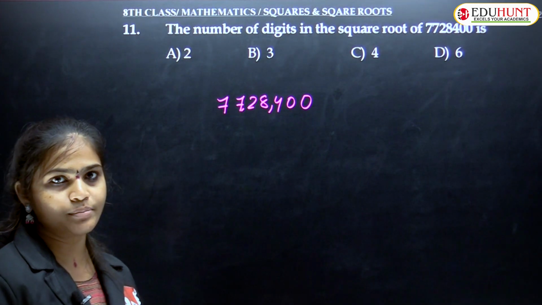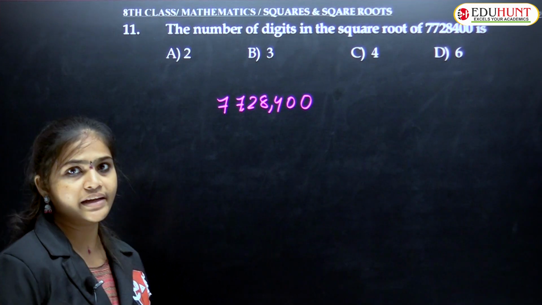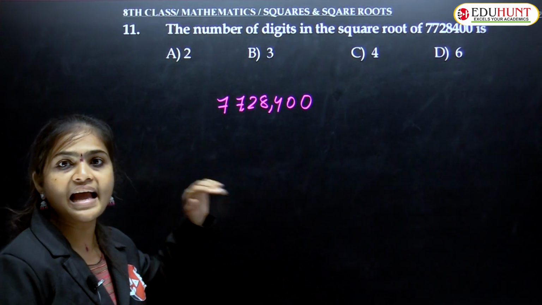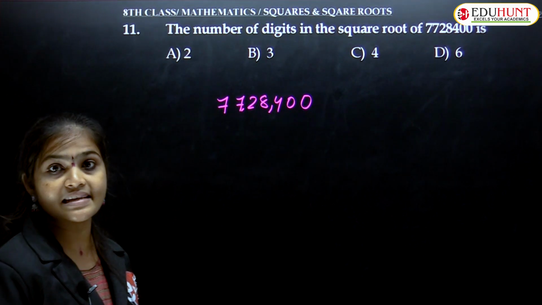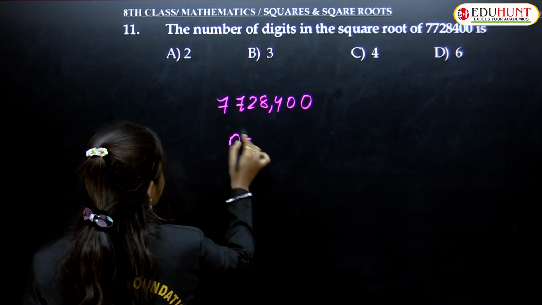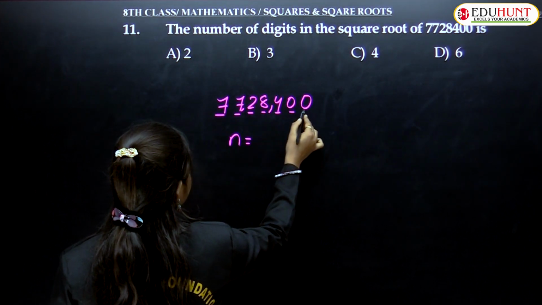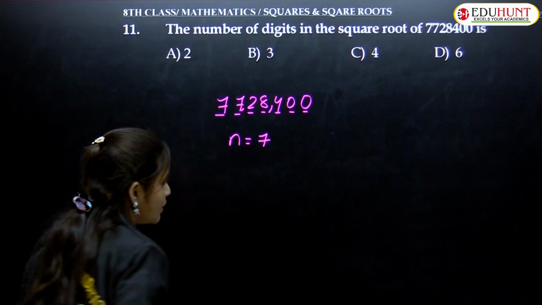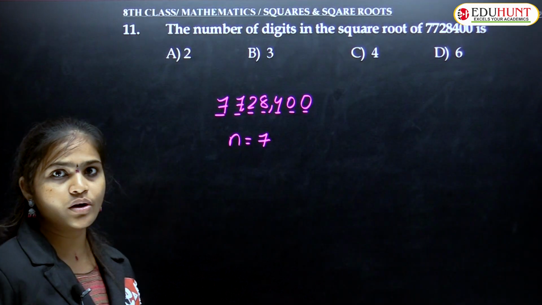77,28,400. That is the given number. So to this number, its square root is having how many digits? Here n is equal to 1, 2, 3, 4, 5, 6, 7. So n is equal to 7. Is 7 even or odd?